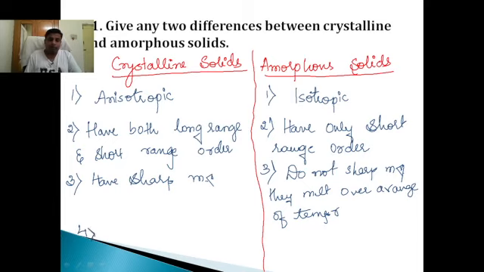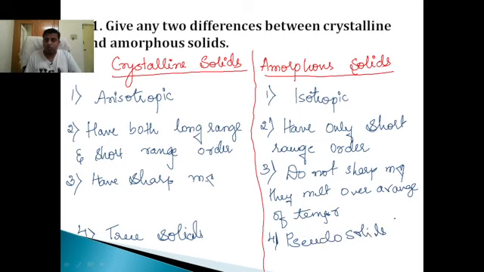Any other differences? Crystalline solids are true solids, whereas amorphous solids are pseudo solids or supercooled liquids. So students, I have given you 4 differences.